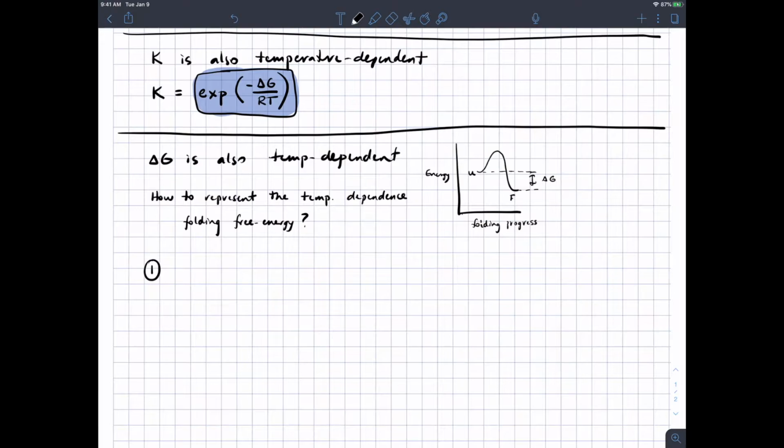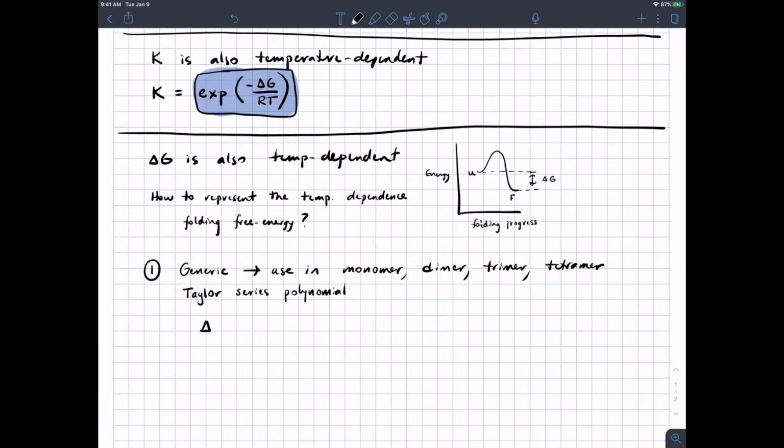Method one is a generic way, and you can use it in monomer, dimer, trimer, and tetramer contexts. We're going to express delta G as a function of temperature using what's called a Taylor series polynomial. Sometimes we won't need all the terms in this expression, other times we will.